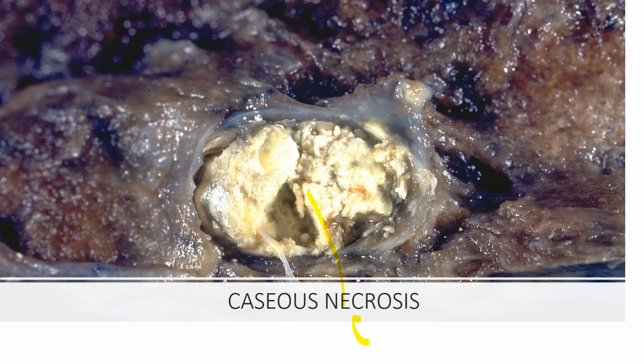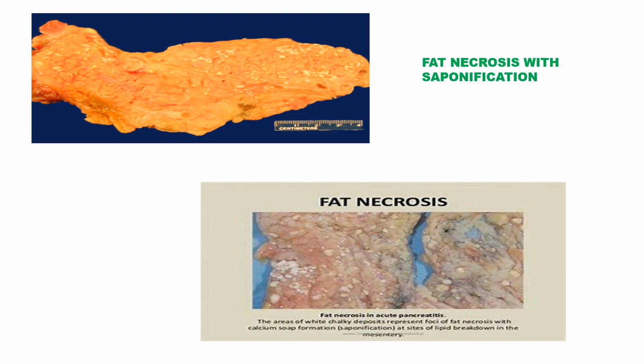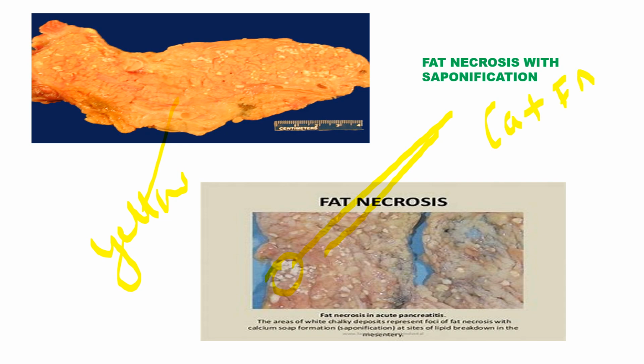Can you appreciate this cheesy white appearance characteristic of tuberculosis infection? Can you appreciate the yellowish appearance? Yes. Along with these whitish plaques? Yes. These are areas of saponification which occurs due to combination of calcium with fatty acids.